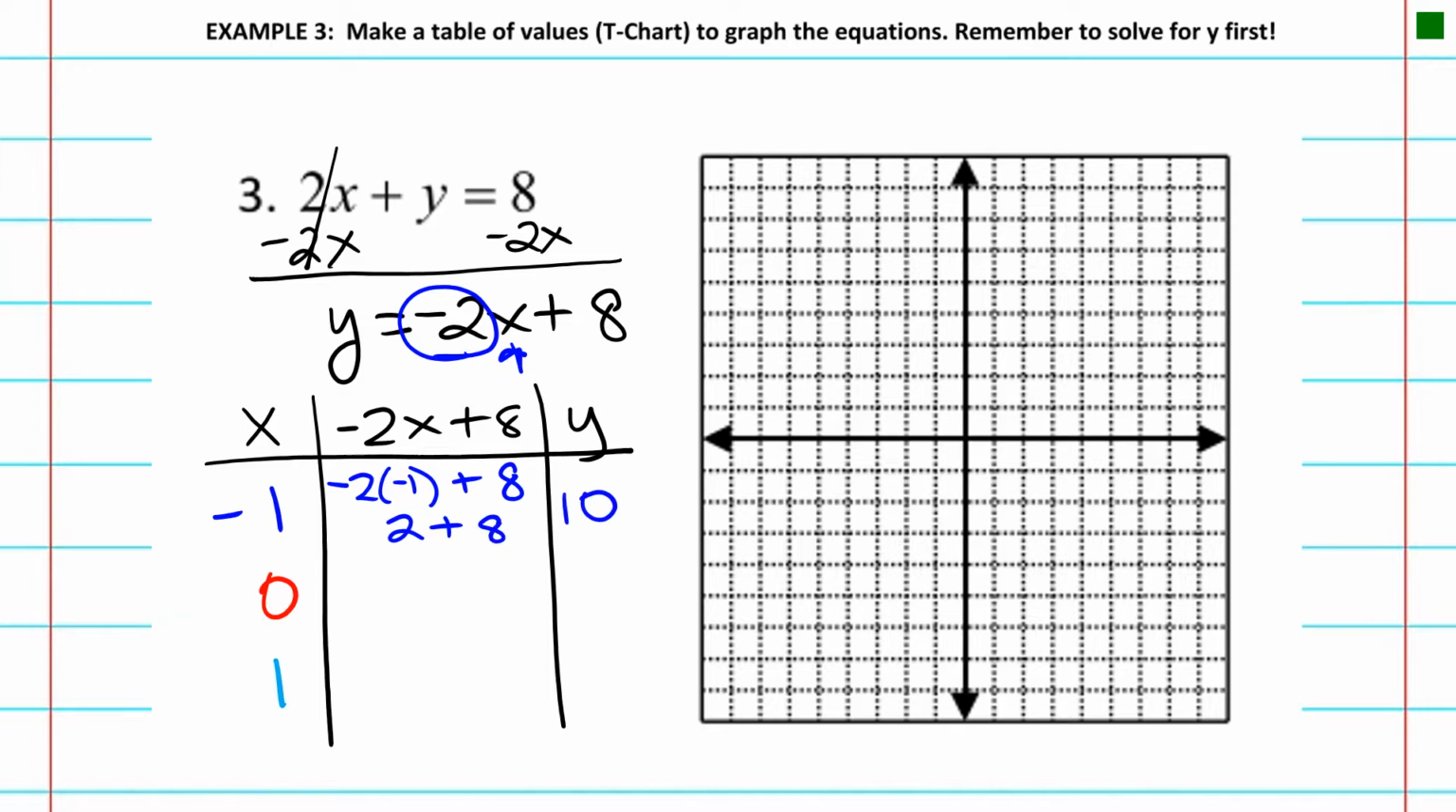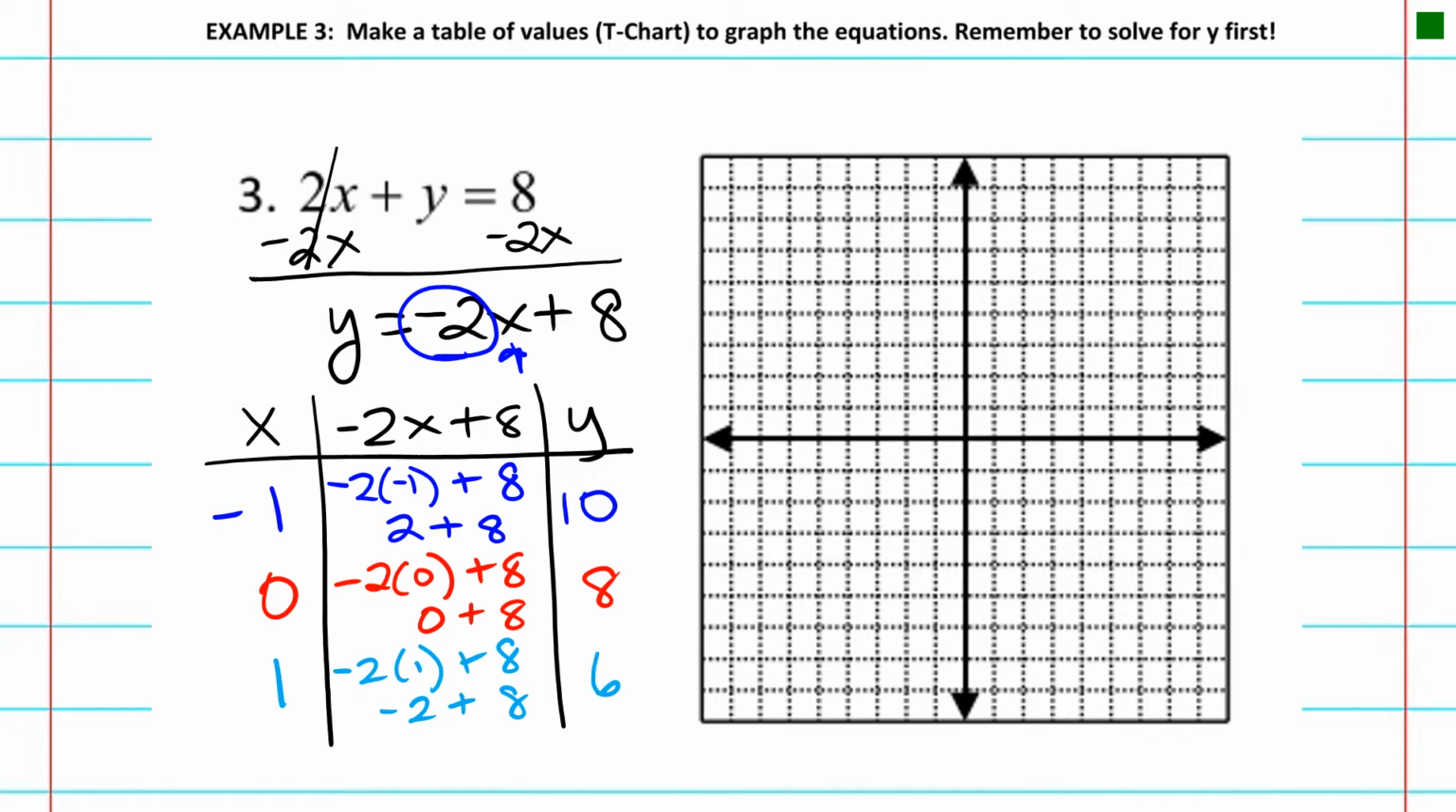All right. Moving on to the 0. I take out the x and put in a 0. So I get 0 plus 8, which is 8. And then one more, I plug in the 1, so I have negative 2 times 1 plus 8. So I have negative 2 plus 8, which is 6.